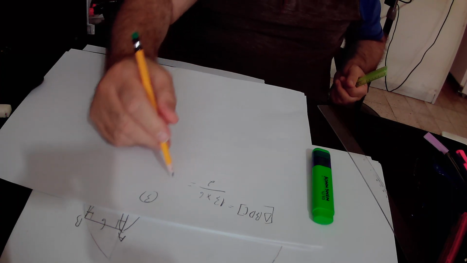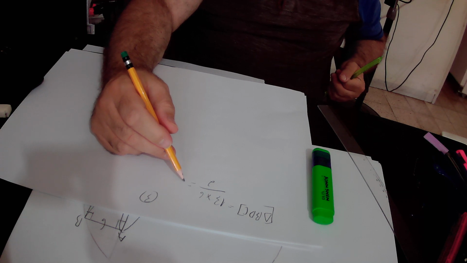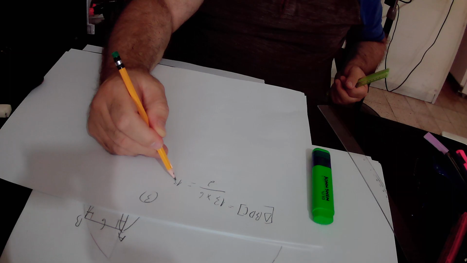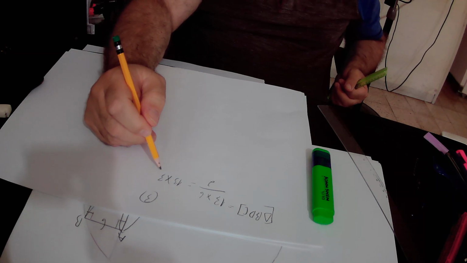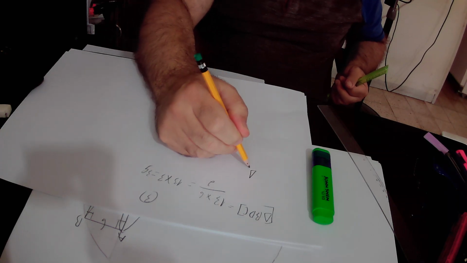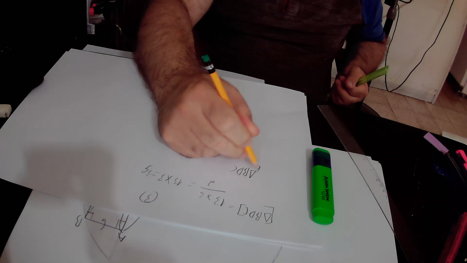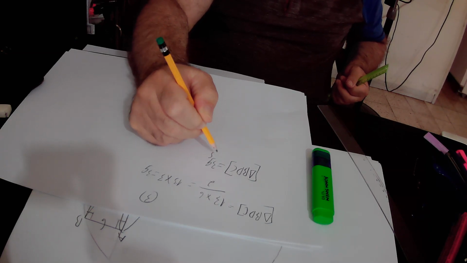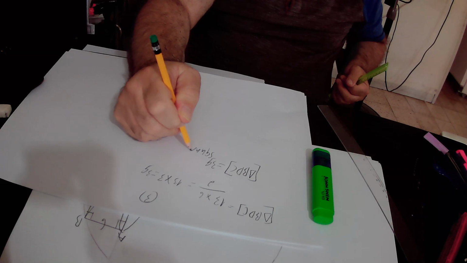6 over 2 is 3. So in conclusion, the area of the green triangle BDC equals 13 times 3. 13 times 3 is 39. So in conclusion, we found out that the area of triangle BDC is equal to 39 square units.